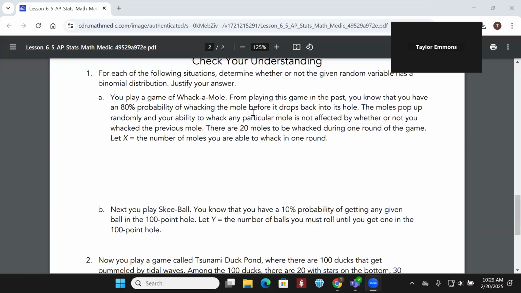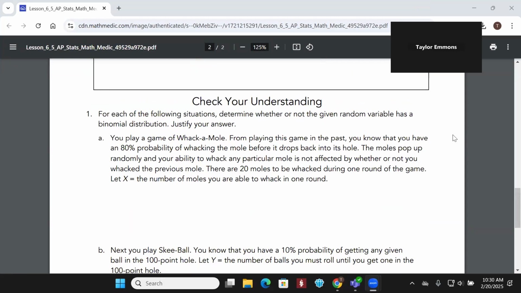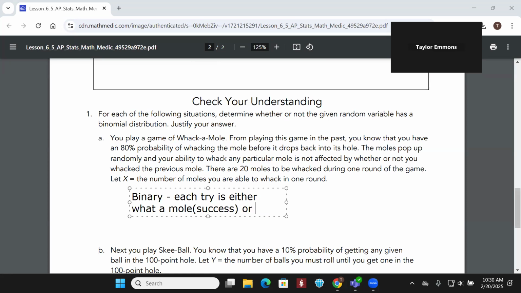First thing. How do we know that this is a binomial? Like, how is it binary? Because it's binary code. You can hit the mole, or you can just not. Right. You can succeed or you can fail. Yep. So on your paper, when you do these, I would list out BINS, like literally type it out. So B is binary. So each trial, each try, is either whack-a-mole, which is a success, or miss, which is a failure.